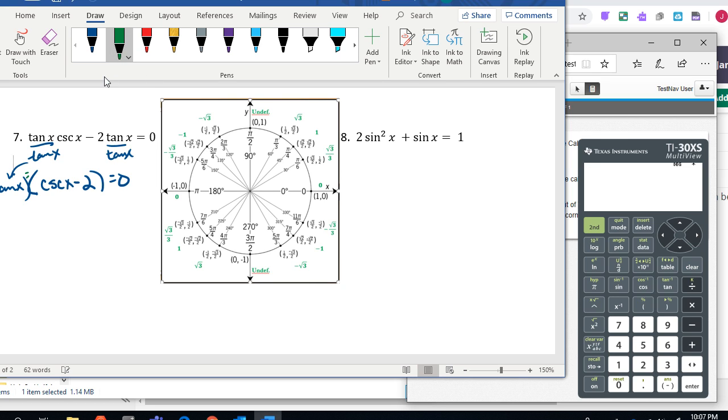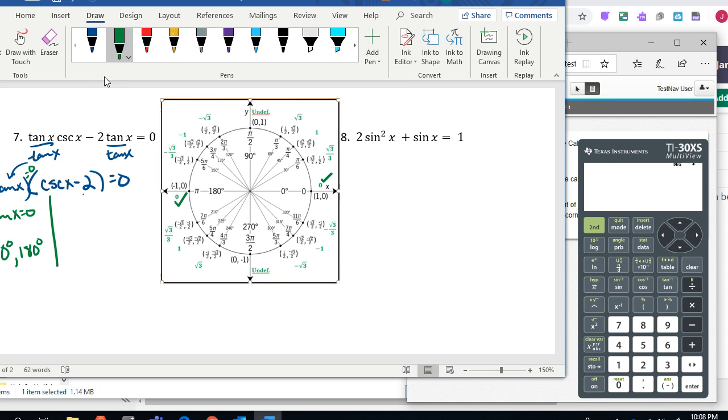So set both pieces equal to 0. So tangent x equals 0. Now, if you decide to take this shortcut and you're going, okay, so where is the 0? Here's where tangent is 0. Oh, I got my answers. They're at 0 and 180. So 0 degrees, 180 degrees.